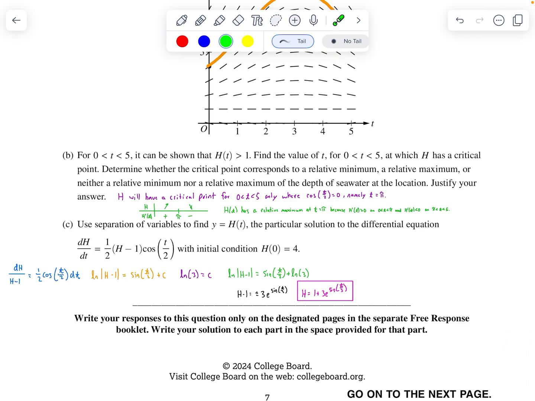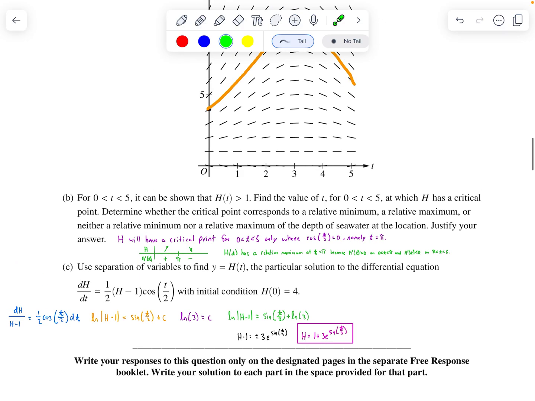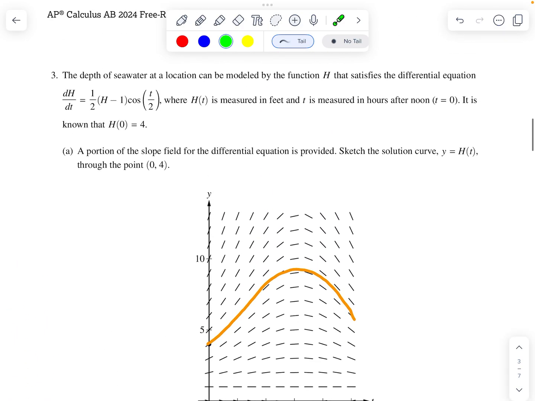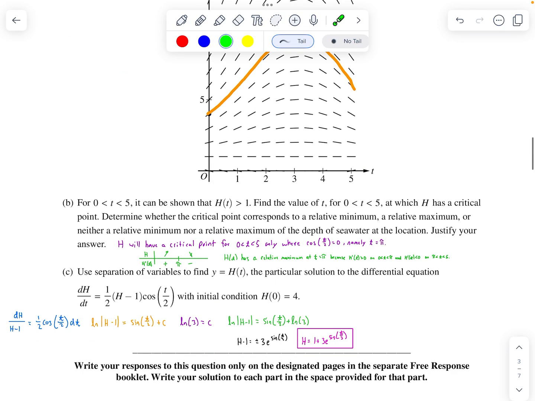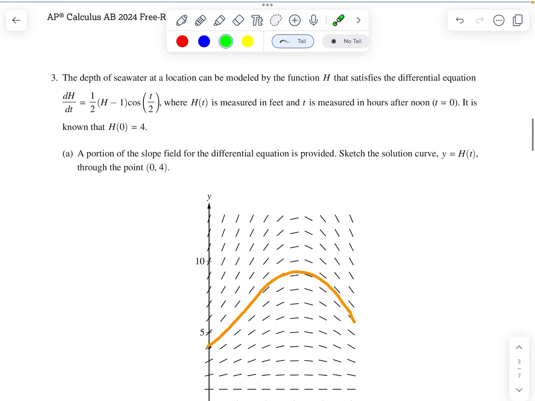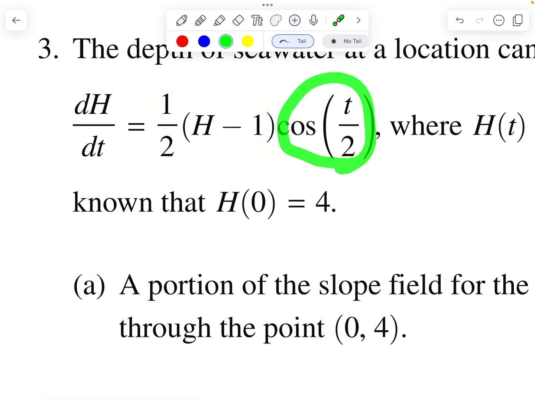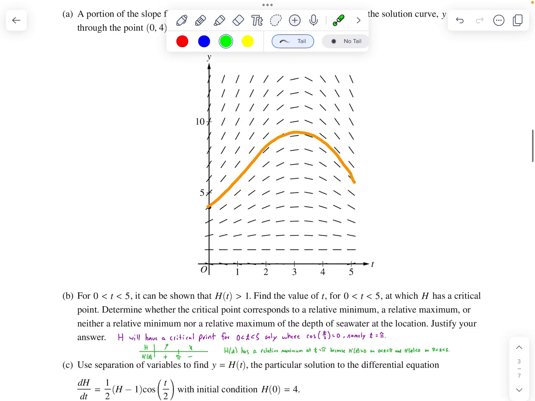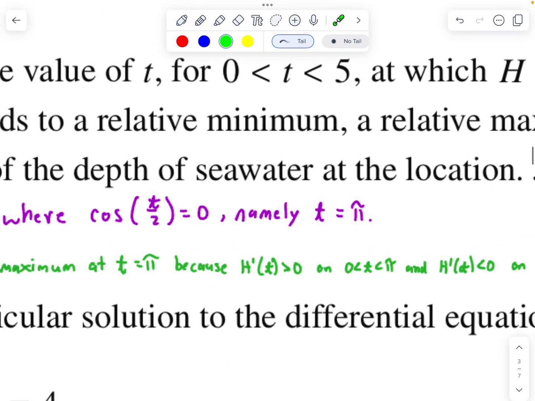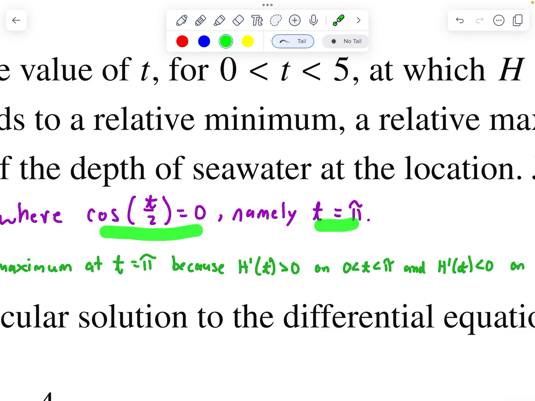All right, on part B, we have to find where there's a critical point and then say if it's a max, min, or neither. So you get a critical point when the derivative is 0. This is our derivative. It does tell us that h has to be bigger than 1, and what that is telling us is that this part is always positive, so it'll never be 0. So we're only looking at this part to find when cosine of t over 2 is 0. And so cosine of t over 2 equals 0 at pi, because that makes this pi over 2.